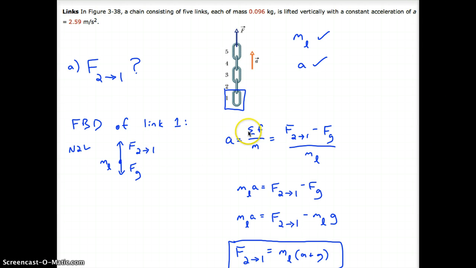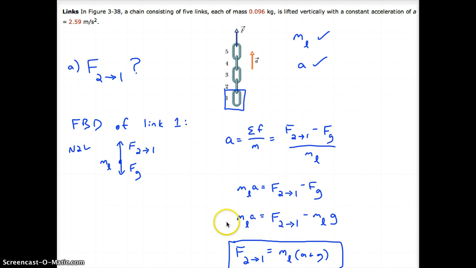So the acceleration is the combination of the forces acting on the mass. That's a statement of Newton's second law. And the combination of forces in this case is the force of link 2 on link 1 overcoming the force of gravity. The force of link 2 on link 1 minus the force of gravity on link 1, all divided by the mass of link 1, which again is m_l. Then this is just an algebraic step, multiplying both sides by m_l to find that the mass of link 1 times its acceleration is equal to the force of 2 on 1 minus the force of gravity on link 1.